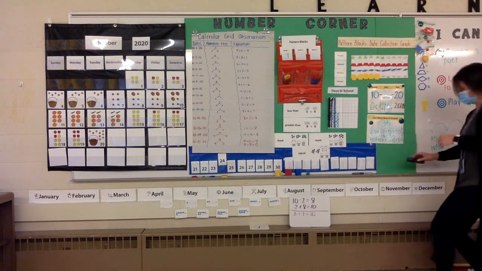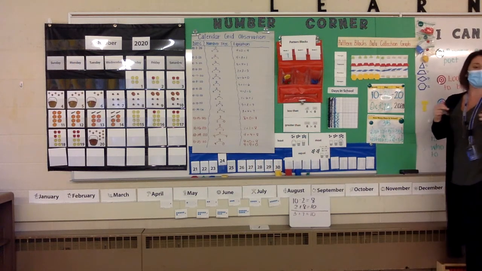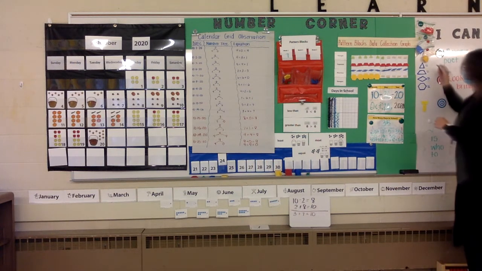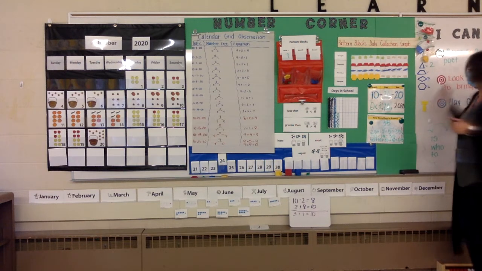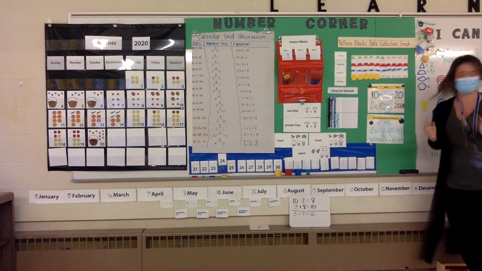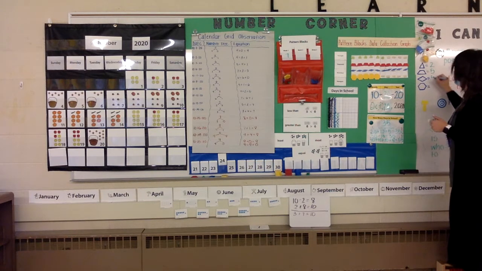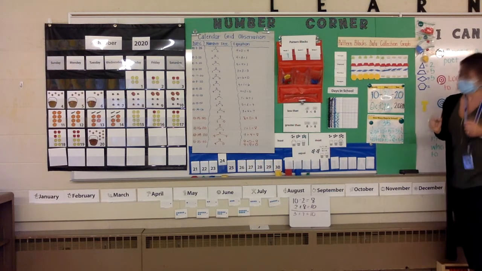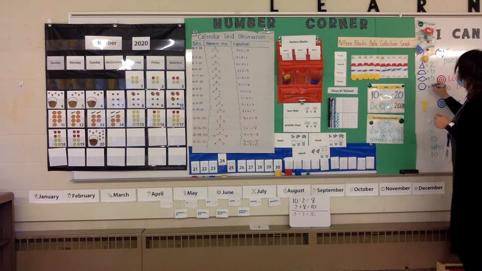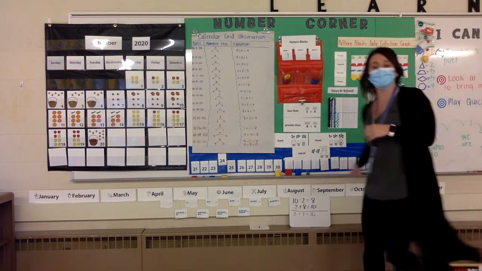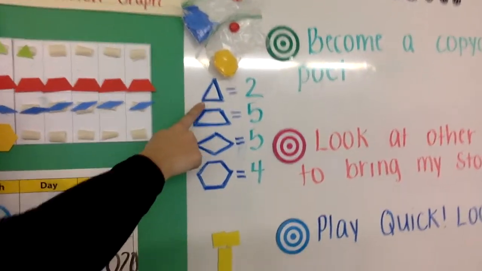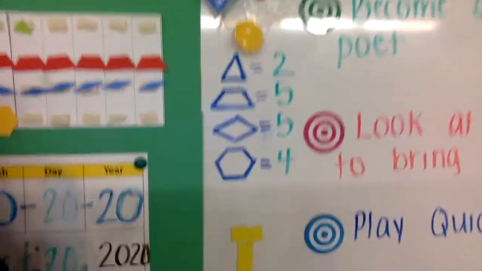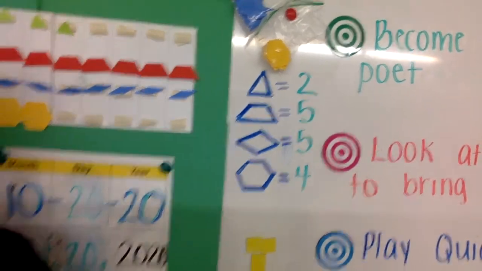Hopefully my friends at home can see it. So triangles, how many? 2. How many trapezoids? 5. How many rhombus? 5. How many hexagons? 4. Okay, so your job is to figure out how many all together. Look up here. We have 2 triangles, 5 trapezoids, 5 rhombus, and 4 hexagons.